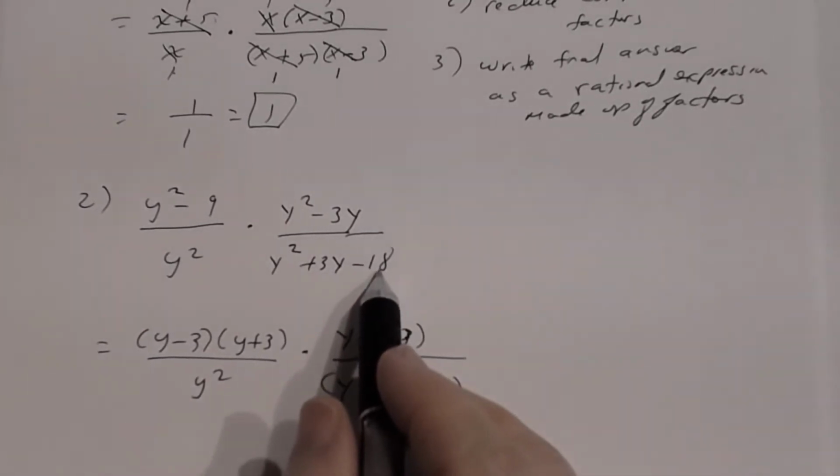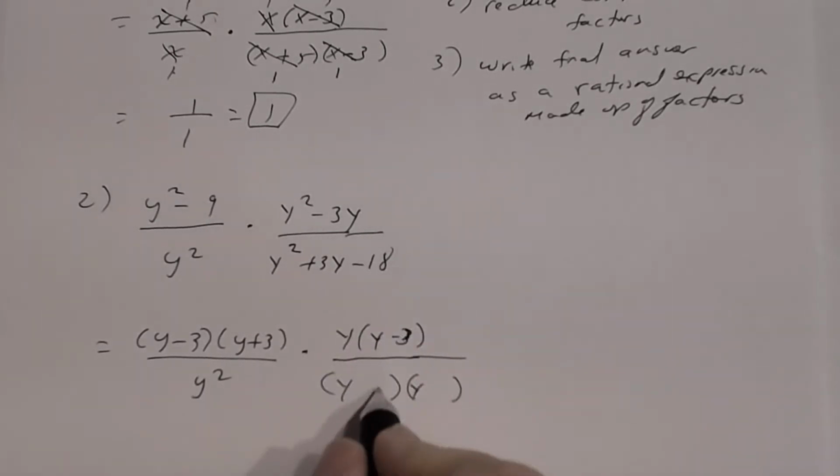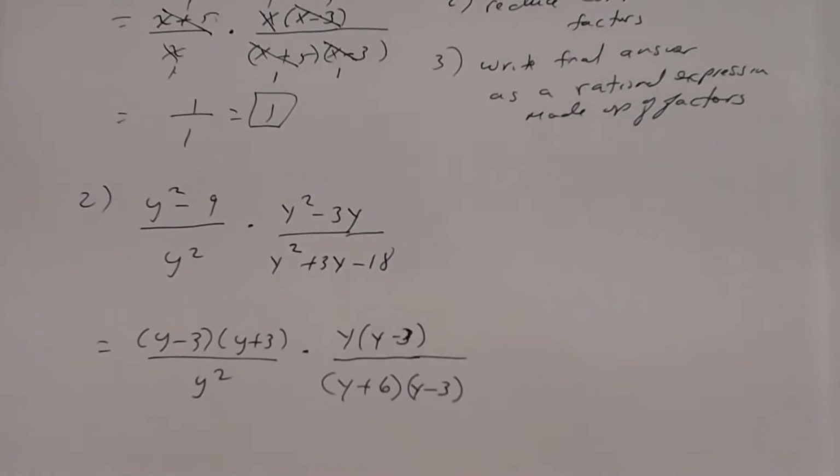Looks like it's going to be, what, 6 and 3? So 6, 3. 6 is positive, 3 is negative. And so it looks like I factored. All right, so step 2 then is to reduce.